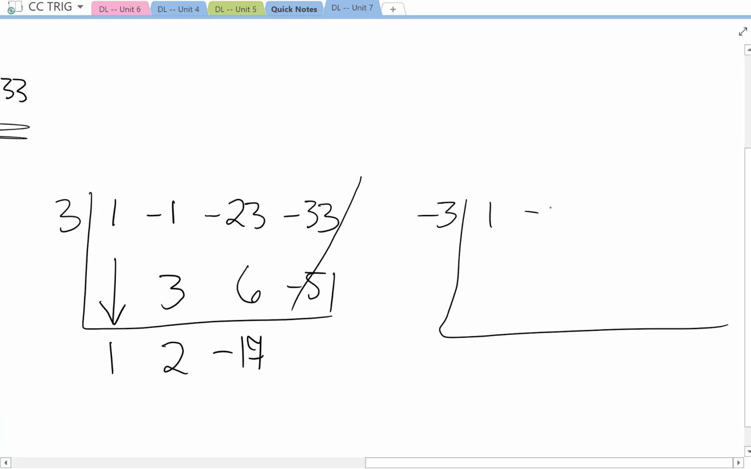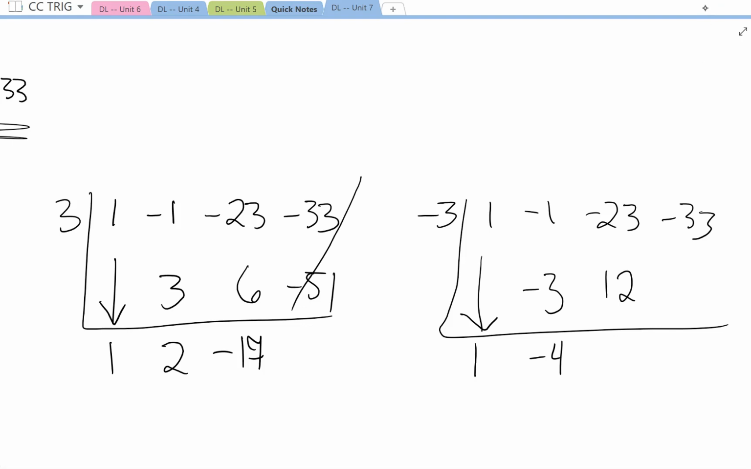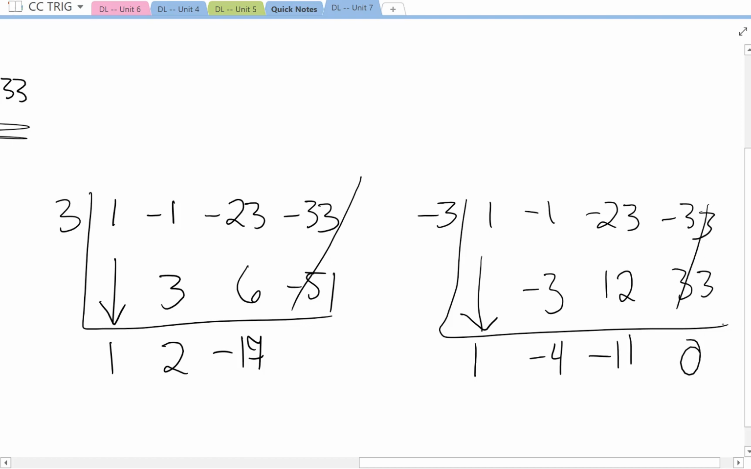Let's try negative 3. 1 times negative 3 is negative 3, plus a negative 1 is a negative 4. Negative 4 times negative 3 is positive 12, plus a negative 23 is negative 11. Negative 11 times negative 3 is 33. 33 plus negative 33 is 0. Yeah! You got it. So negative 3 is one of the rational zeros.